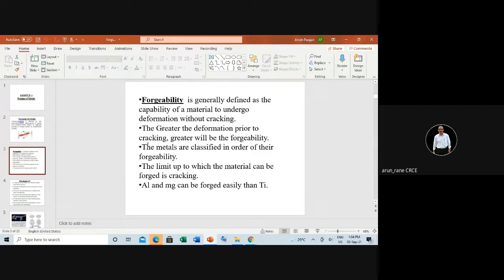So forgeability means material should be forgeable and material should be moldable. I said then only you can go for forging.